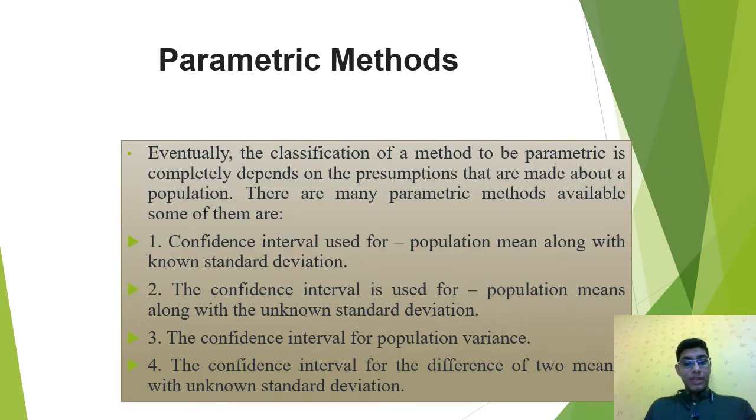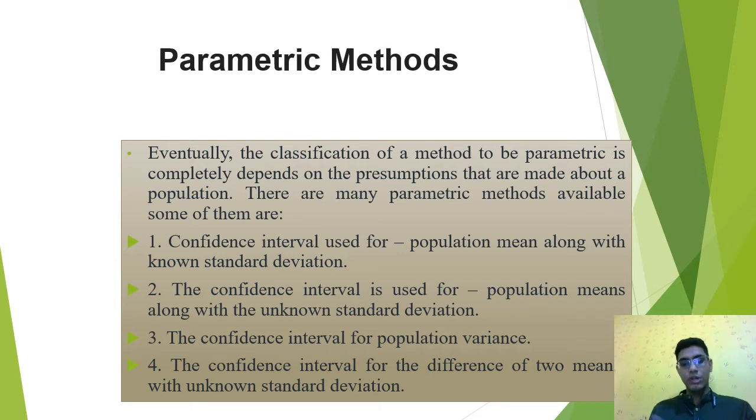Now, the classification of a method as parametric depends completely on the pre-assumptions that are made about a population. There are many parametric methods available. Some of them are confidence intervals. I told you the example for the confidence interval. It is used for the population mean with known standard deviation. The confidence interval is also used for population means with unknown standard deviation.